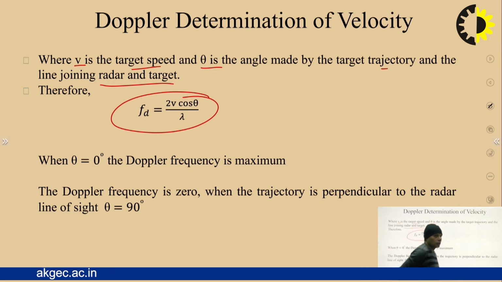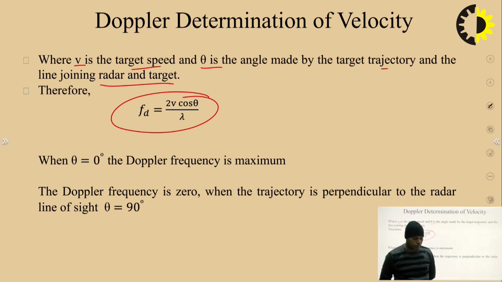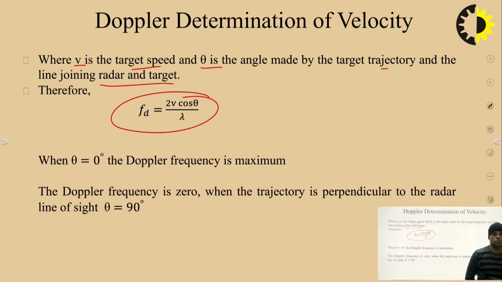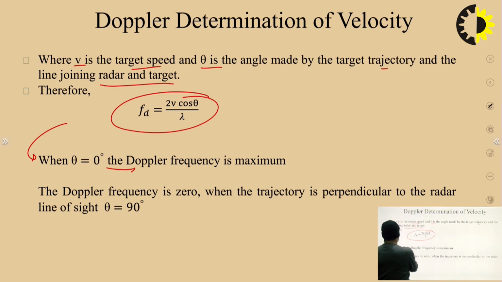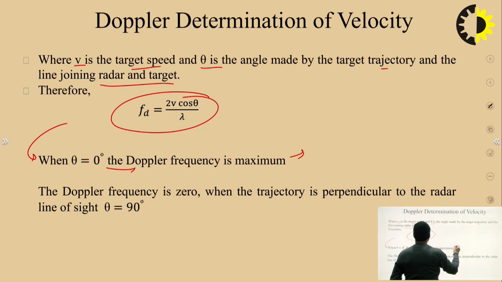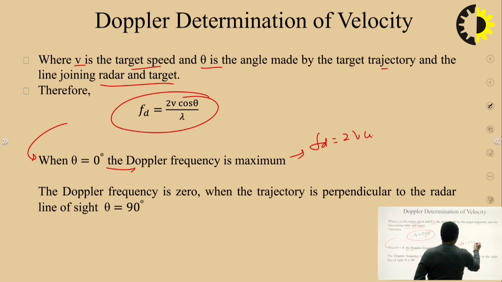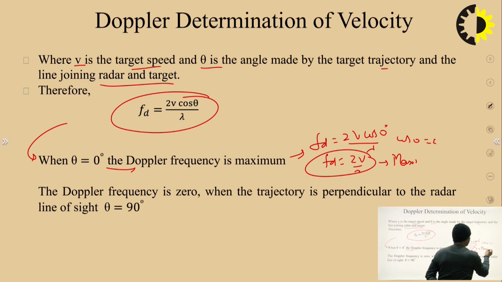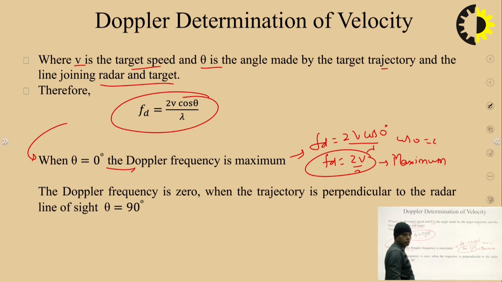If we are able to get certain positions for any moving target, then we can find out the exact value. With two certain positions, we can see at which time this FD will be maximum and at which time it will be minimum. If theta is equal to 0, what will happen? FD is equal to 2 into V cos 0 by lambda. Cos 0 is 1, so FD is equal to 2V by lambda. That means in that condition this will be the maximum frequency shift, when theta is 0.